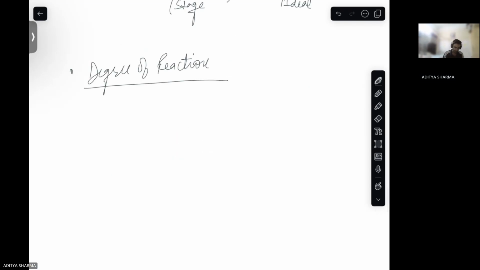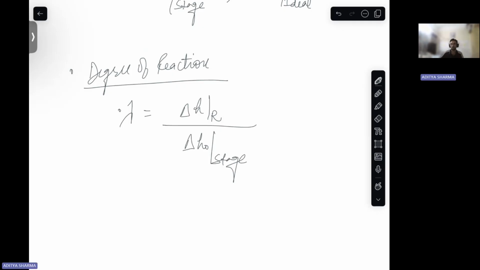What is that? The degree of reaction is basically the enthalpy change in your rotor, divided by the enthalpy change total in your whole stage. So the rotor is giving enthalpy change to your fluid, and the stator is also giving. So in the denominator, you'll have the combined effect of your rotor and stator, and in the numerator, you'll have only that of the rotor. So that is your degree of reaction.